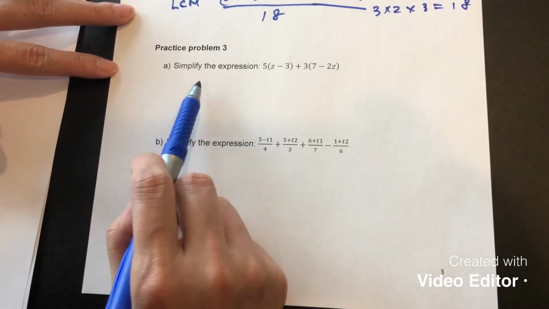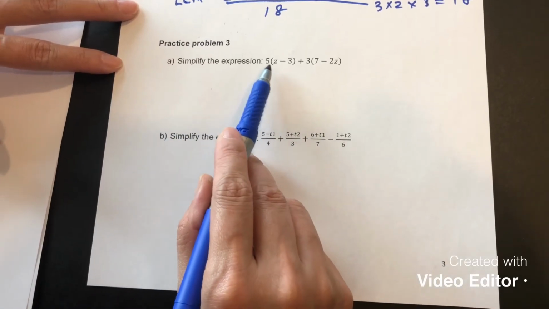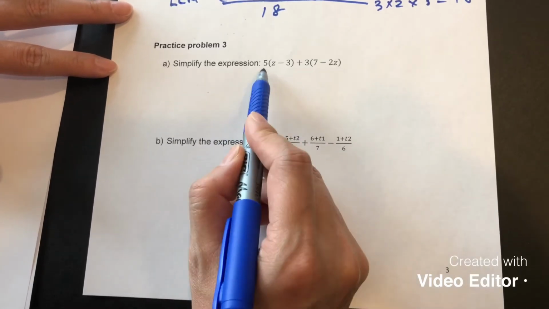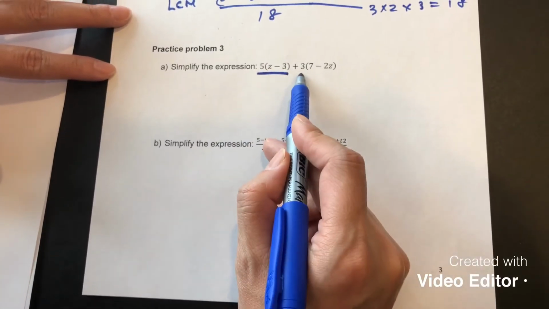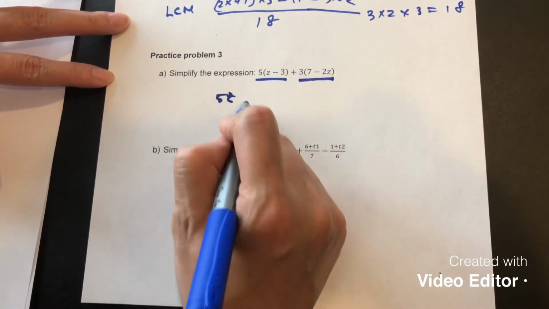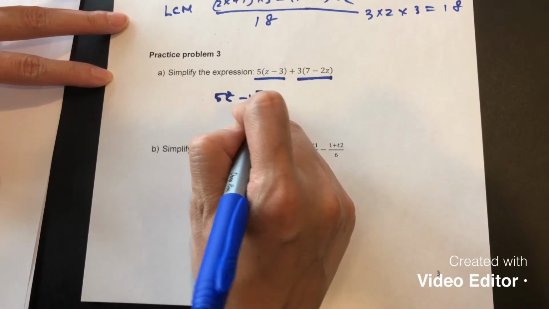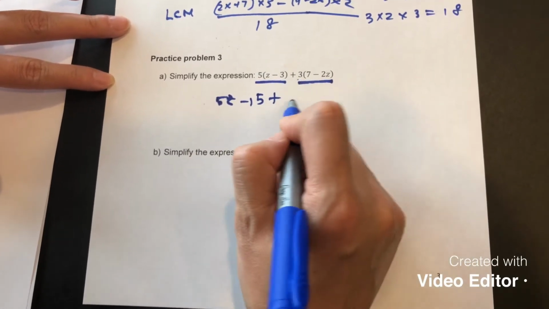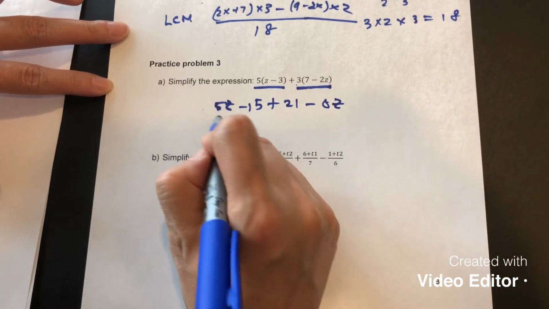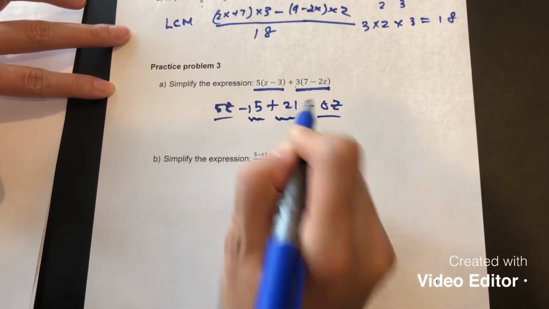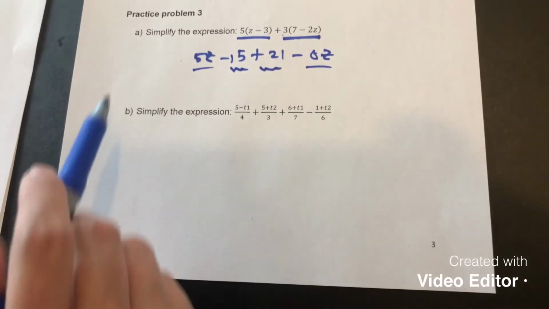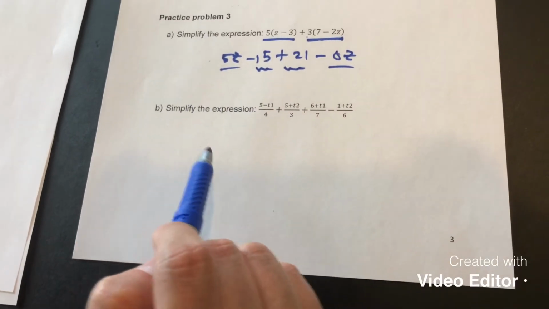Problem 3, simplify the expression 5 brackets z minus 3, plus 3 multiply 7 minus 2z. So distributive properties again. So 5z minus 5 multiply 3, which is 15, plus 3 multiply 7, 3 multiply negative 2z, then collect like terms, and that will give you the final answer. So these are relatively straightforward. The final answer we'll leave for the students.